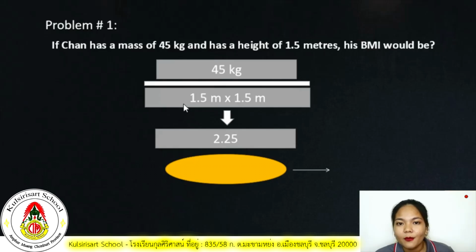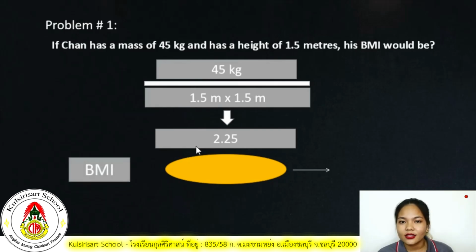Okay, so multiply 1.5 meters times 1.5 meters, it will be equal to 2.25 meters. Once you already have this value, I want you to divide 45 kilograms by 2.25, and our answer will be 20. Okay, so the BMI value of Chan is 20.